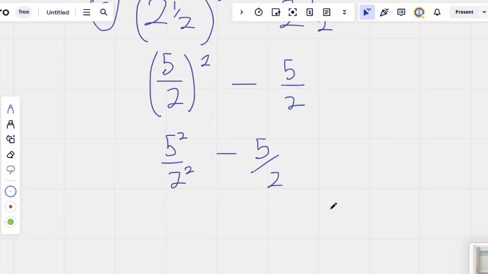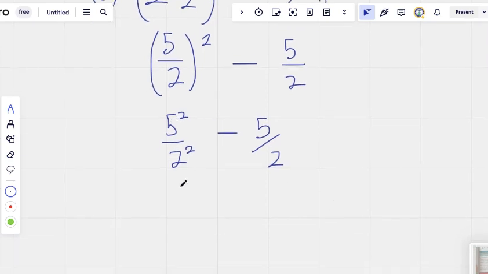So the next step is, if you square this, you get 25 over 4. If you square 2, you get 4. So 25 over 4 minus 5 over 2. Now we come back to subtraction.